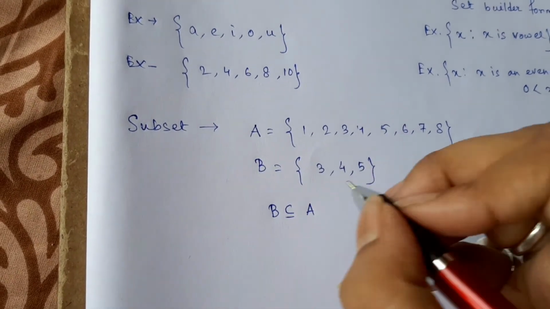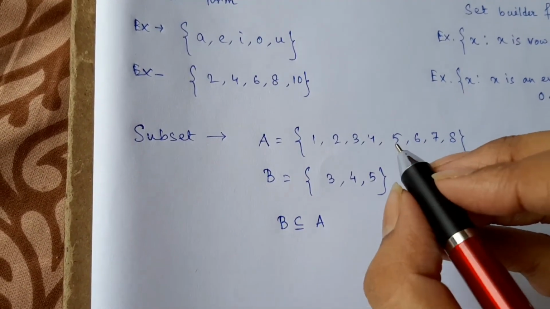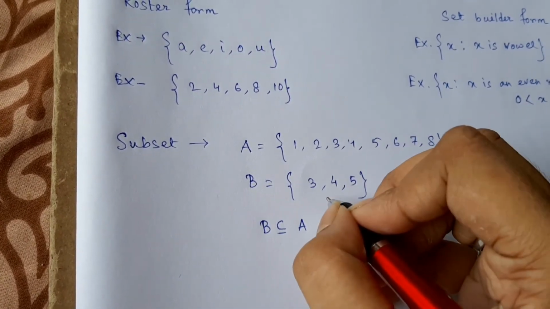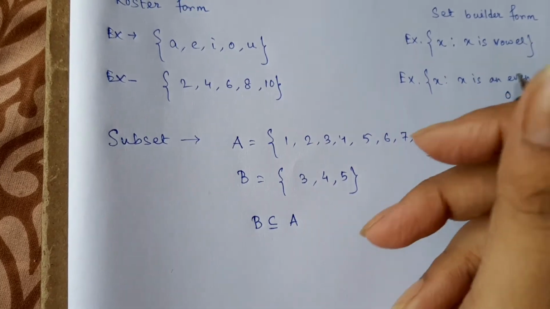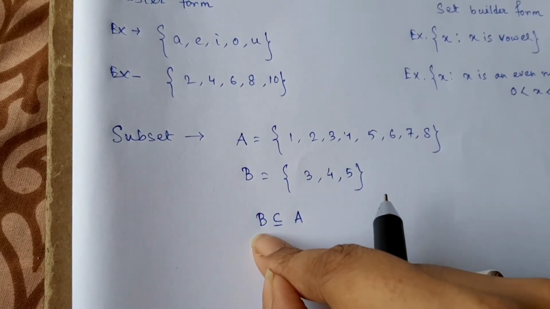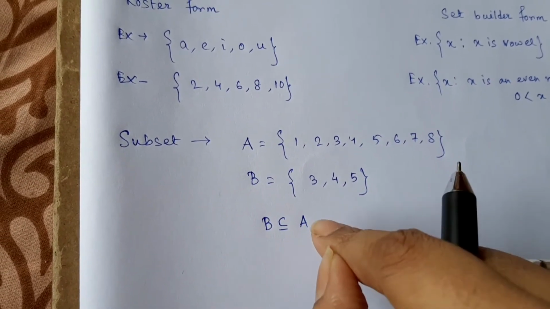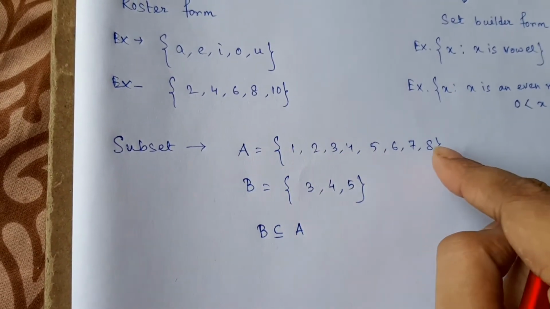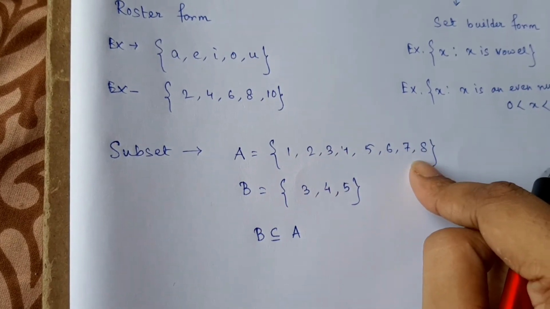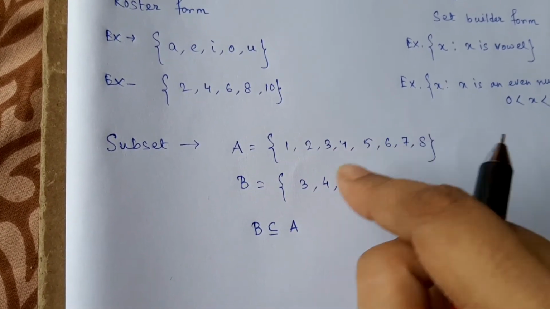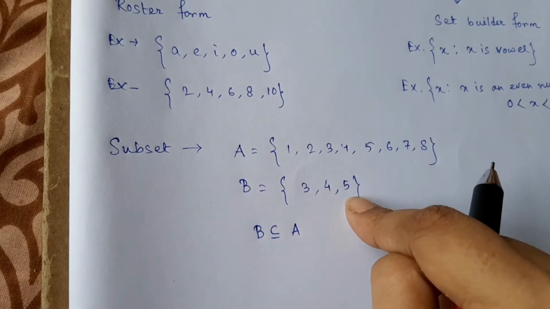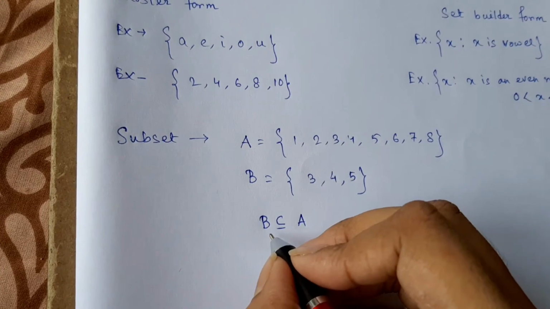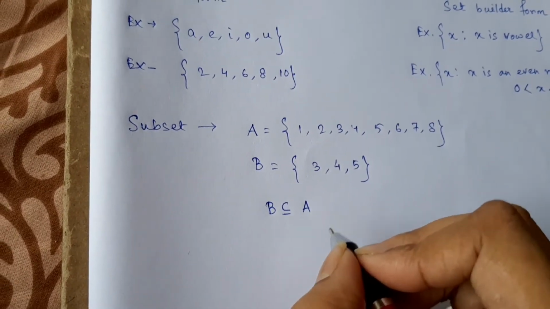Okay. So what is a subset? When a set contains some elements of another set, then it is called a subset. A subset must be equal to or less than the main set. Here A is the main set which contains 8 elements: 1, 2, 3, 4, 5, 6, 7, 8, and B is the subset of A which contains 3 elements: 3, 4, 5, which are members of A. Okay. So B is a subset of A.